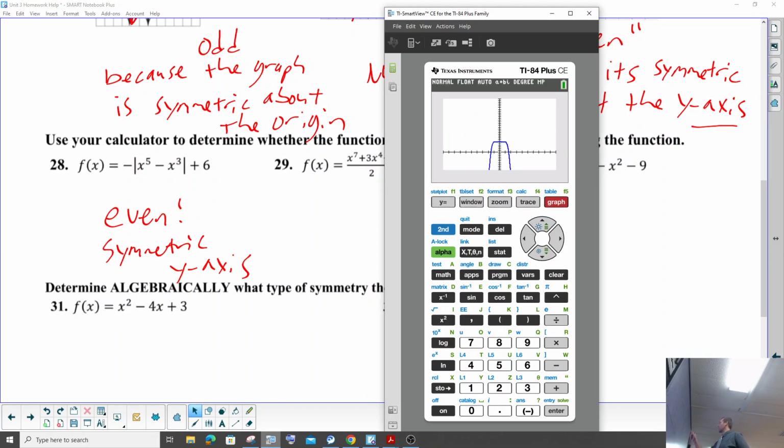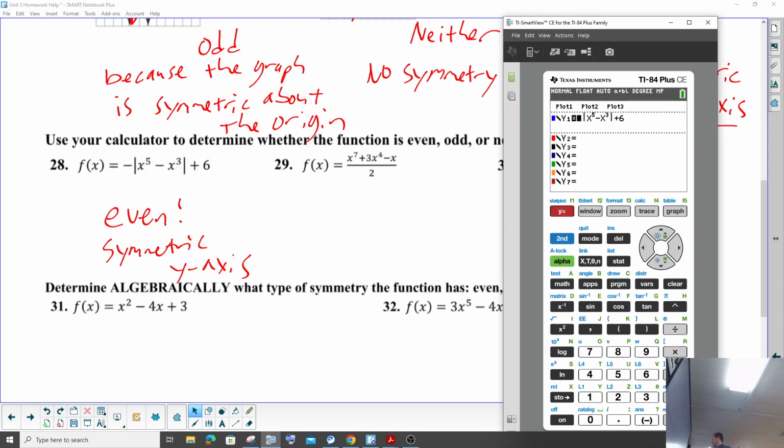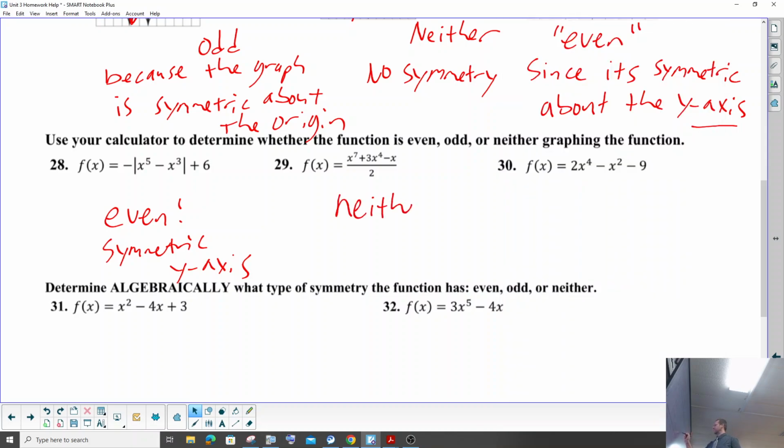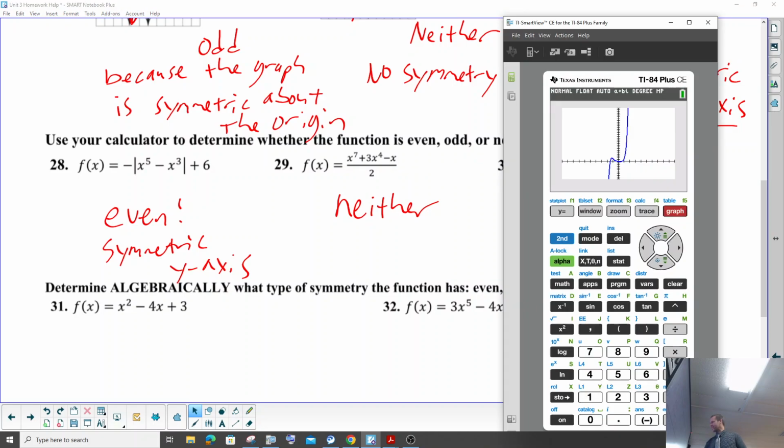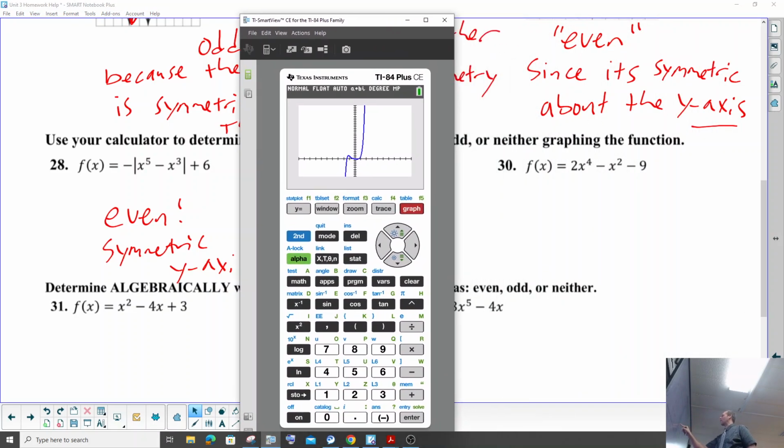Okay, so then we try the next one. You can just plug it into your calculator. Now you're going to have to use parentheses, else this isn't going to work. Plus 3x to the fourth power minus x, use parentheses, all divided by 2. And so we graph that, that's not symmetric at all, so that's neither. And then this last one, you can already tell because it's got an even power, but still graph it and see. So 2x to the fourth power minus x squared.